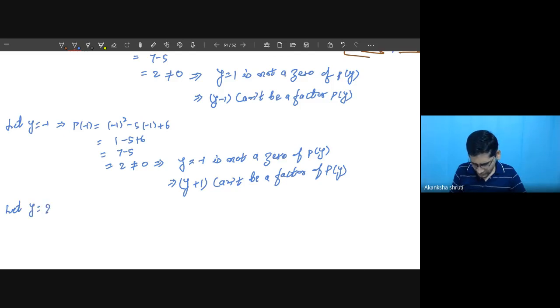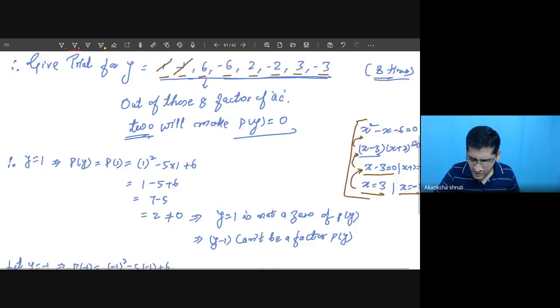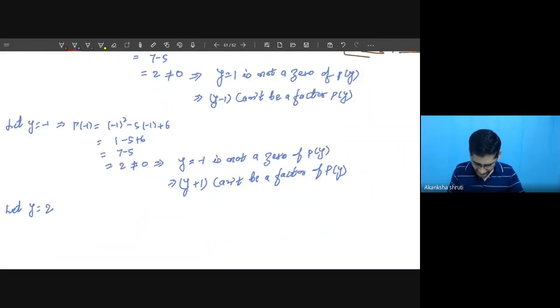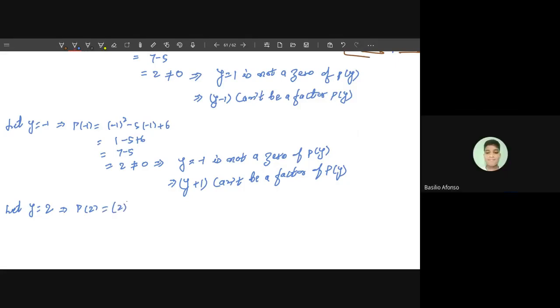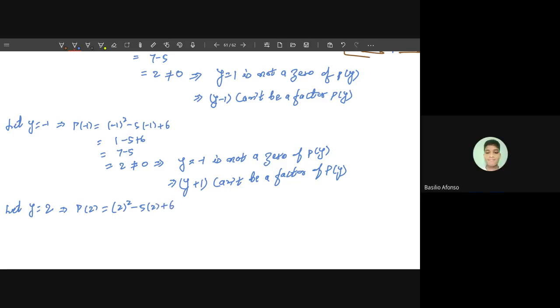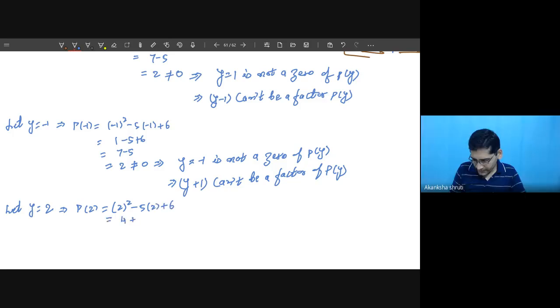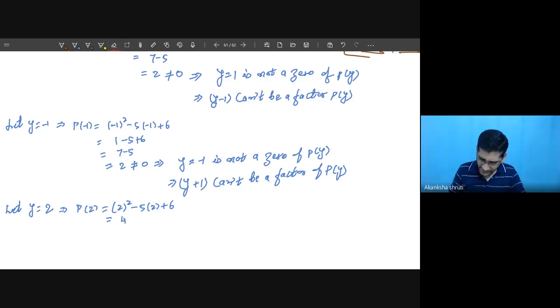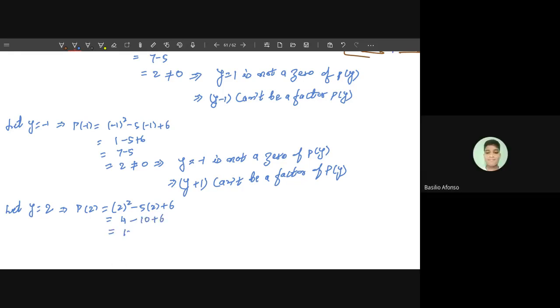Let y equal 2. Which 2? These two I am taking. Okay now, student, please try. What is p of 2? It becomes 2 square minus 5 into 2 plus 6, which is 4 minus 10 plus 6. How much does it become? 4 minus 10 plus 6, which is equal to 0.